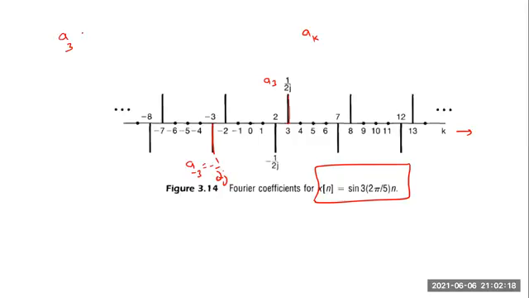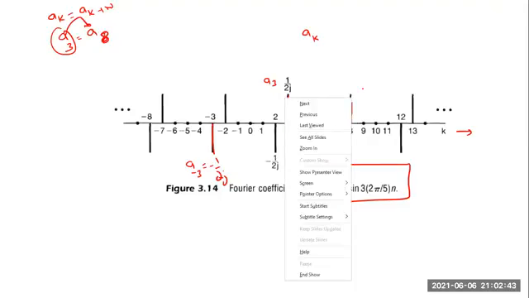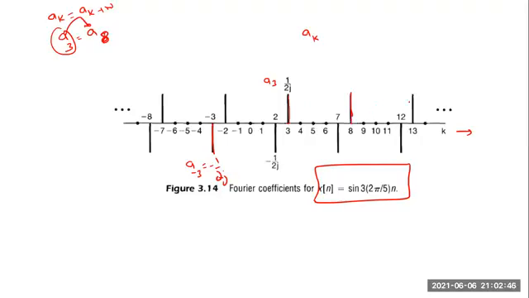Based on this equation, ak is equal to ak plus n. So a3, with n as 5, means a8. So this coefficient is going to repeat itself at this position, and you can see this is the periodic nature. You can easily identify this is repeating itself. Similarly, this coefficient is also going to repeat itself on the negative side.